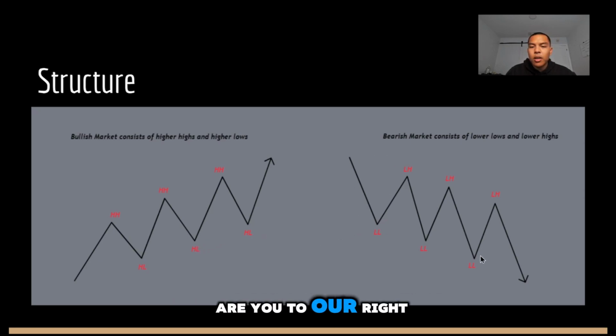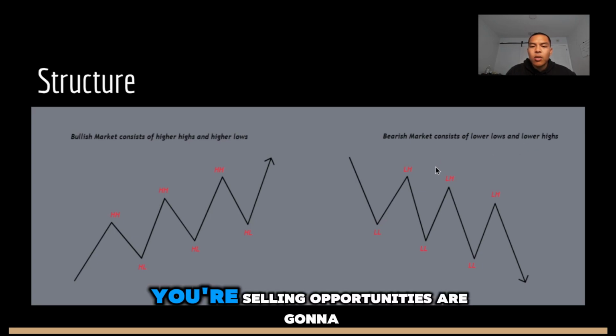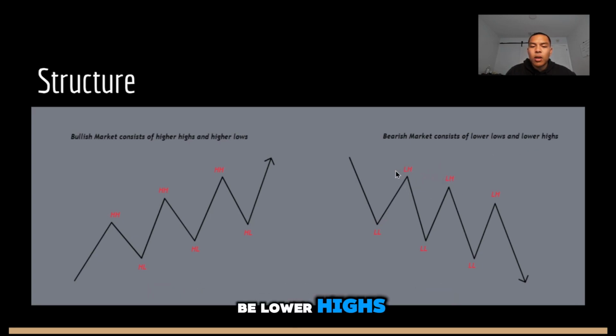Right here to our right, we have a bearish market picture perfect example. And one thing you want to note is that a bearish market consists of lower lows and lower highs being created in the market. Now your selling opportunities are going to be lower highs, but just like in the buying structure, in a bearish market, you first want to see the market structure create a new lower low, and then you identify your current lower high. And then when price retraces back up into that area, it'll then sell off, going back down to the current lower low in market structure.